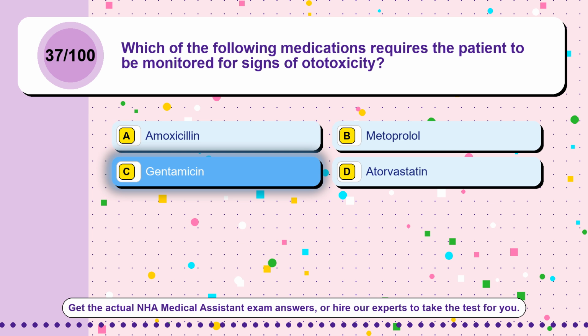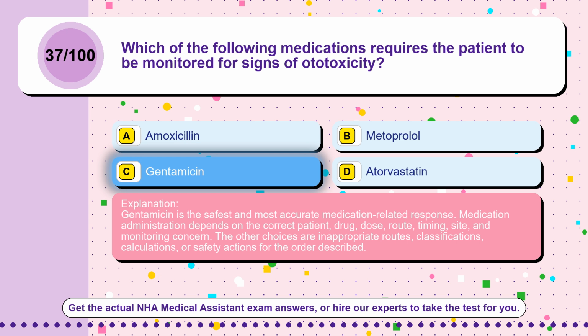Routine hand washing before patient contact should last at least 20 seconds. This duration allows adequate friction and contact time to remove transient microorganisms. Very brief washing is ineffective, while surgical scrub times are reserved for different procedures.